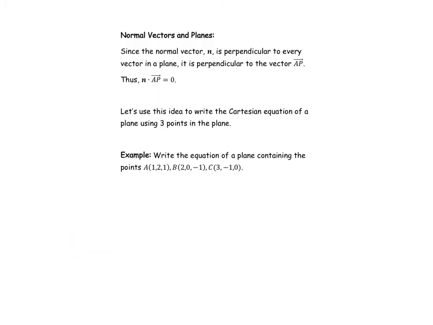Let's continue. Okay, normal vectors and planes. Since the normal vector n is perpendicular to every vector in a plane, let's take a plane. We'll just call it pi, generally speaking. And let's draw a normal. Here's a normal to the plane coming out of there. There you go, normal to pi.